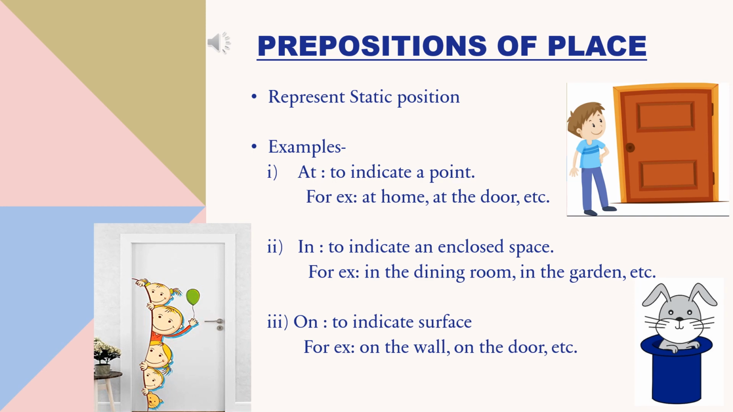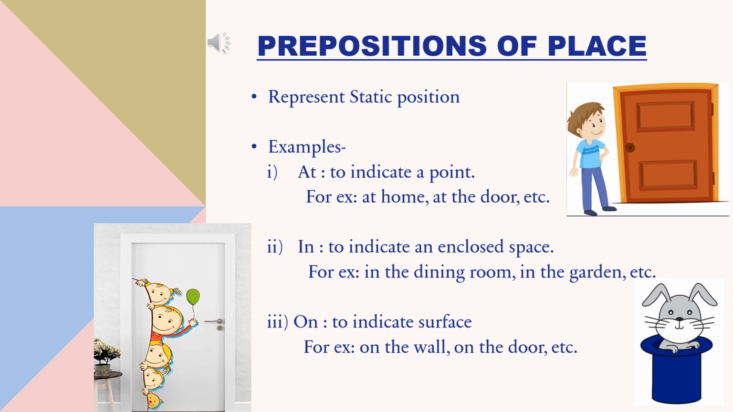Second, in. In is used to indicate an enclosed space. For example, the person is in the dining room. Now, the dining room is a certain amount of area that we have. It is enclosed by 4 walls. Even if we say in the garden, it also has a boundary. So, when a person is standing in an enclosed space, a space that is covered by a certain boundary, we use the preposition in.